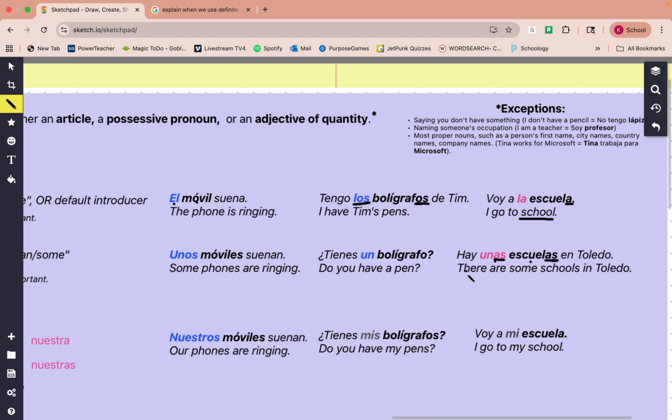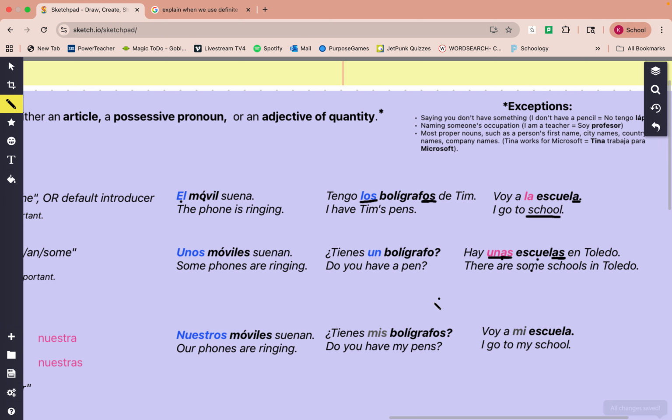Well, let's read. There are some schools in Toledo. Am I referring to any specific schools? No, not really. It's not important. I just want you to know that there are some schools in Toledo. Maybe you're worried that your kids will move to Toledo, which is the middle of nowhere in the middle of a cornfield, and won't have an education. And I can tell you, no, there are some schools in Toledo. I don't know exactly the names of all of them. I'm not being very specific, but there are some schools. So we'll use this indefinite article. All right.